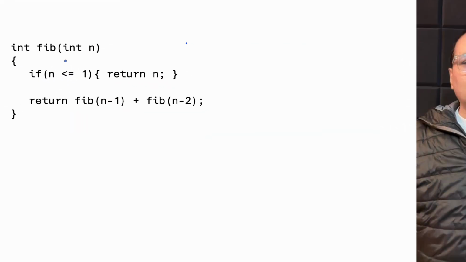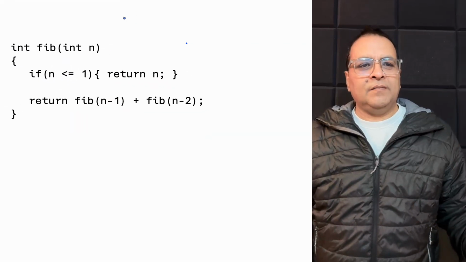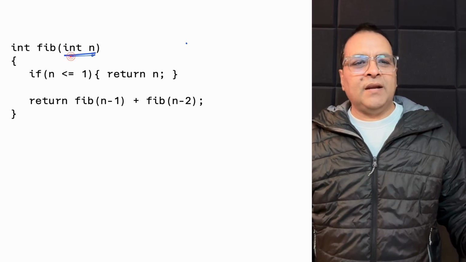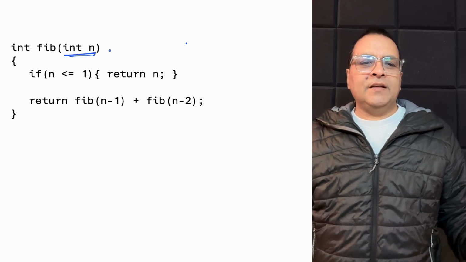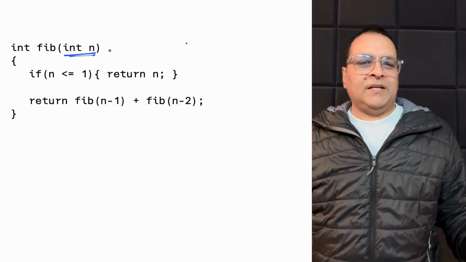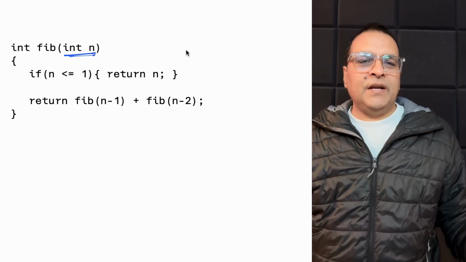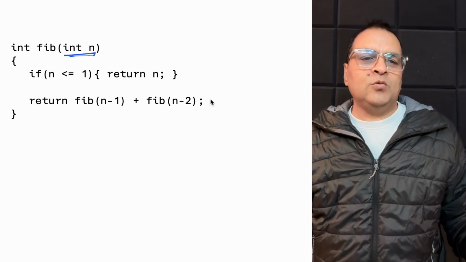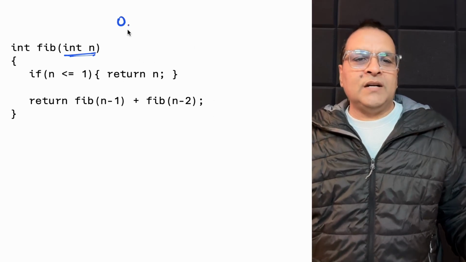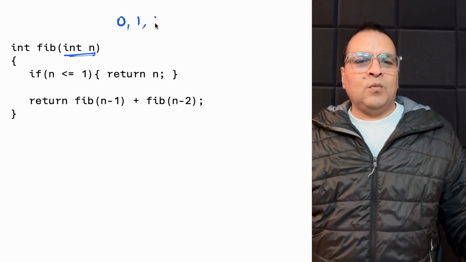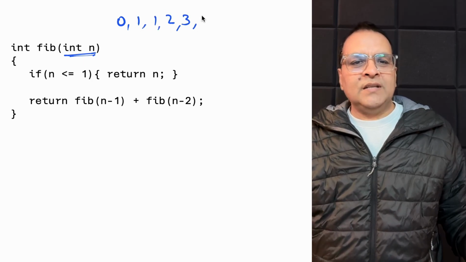The following recursive code finds the nth term of Fibonacci. So this function receives an integer variable n, and for that integer variable, it will find the nth term of Fibonacci. Fibonacci is a sequence where every term is the sum of previous two terms. The first two terms are 0 and 1, then 0 plus 1, 1, 1 plus 1, 2, 1 plus 2, 3, 2 plus 3, 5, 3 plus 5, 8, and so on.